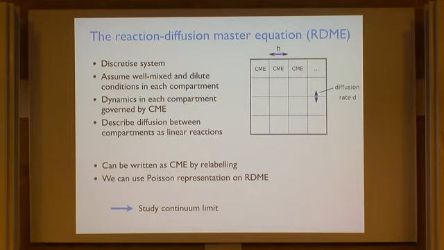And if we now take the same species in different compartments and just treat it as a different species and relabel, then we can always write the reaction-diffusion master equation as a chemical master equation with many species, right? Which means we can just apply the Poisson representation to it. And what we then want to do is to study what happens if we take the continuum limit.